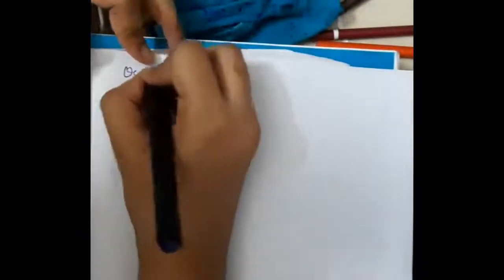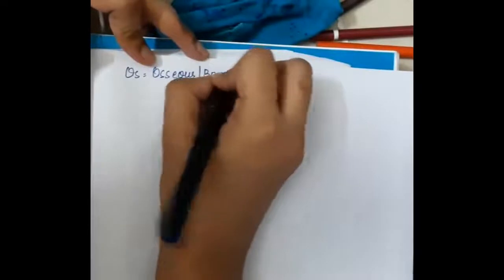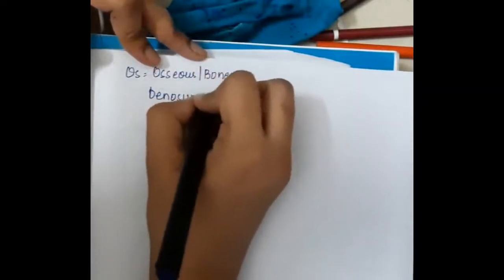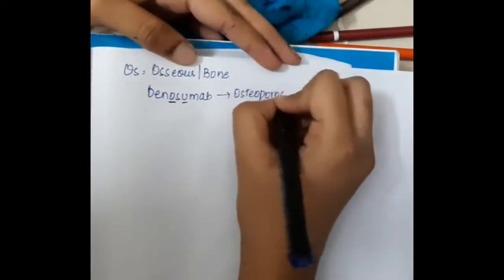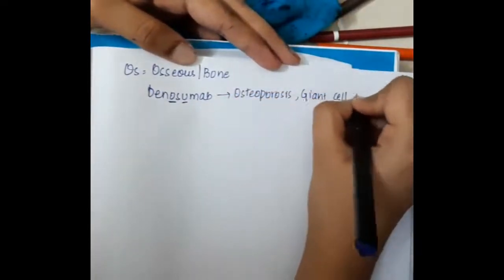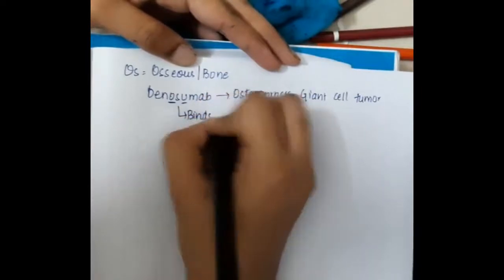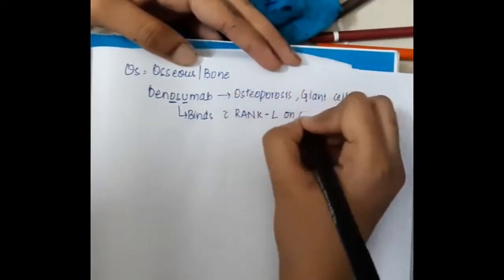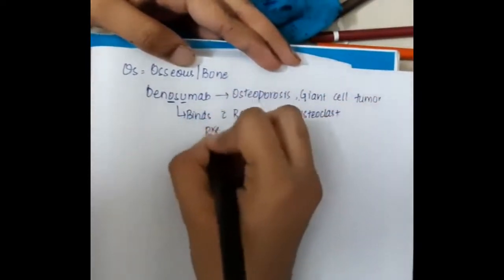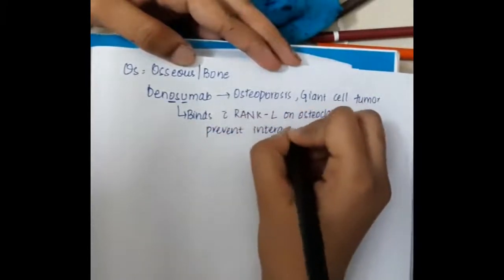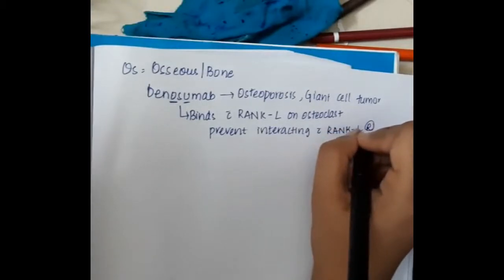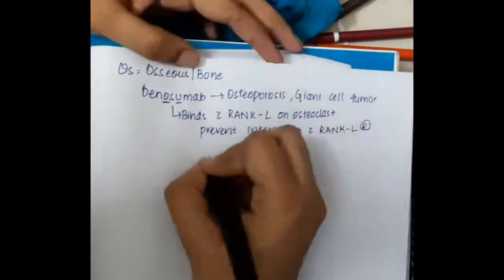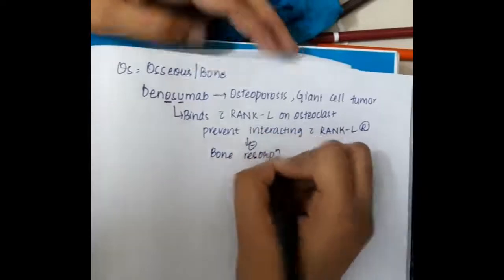Then we have os. In os, first we have osseous or bone. In denosumab, os and u means human. This denosumab is used in osteoporosis and giant cell tumor, and it binds with RANK ligand on osteoclasts, preventing interaction with RANK receptors, and this will inhibit bone resorption.